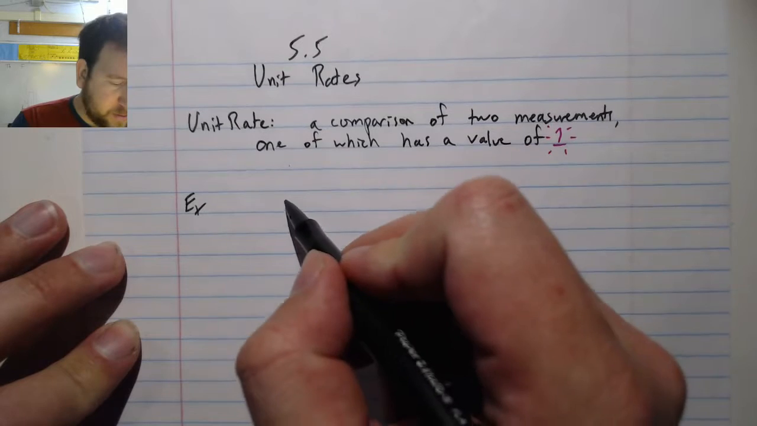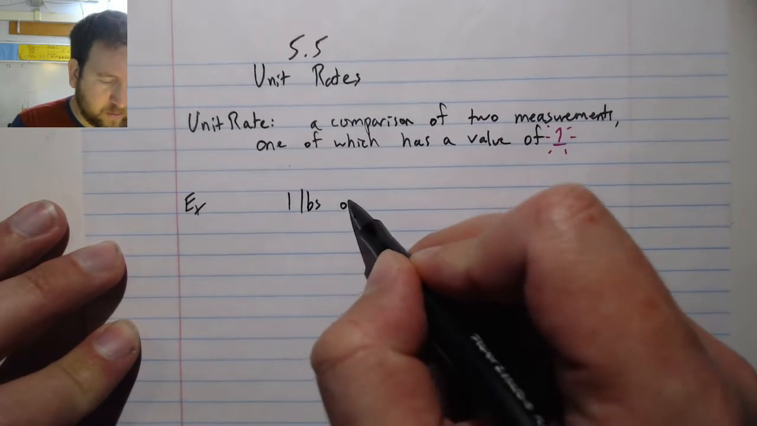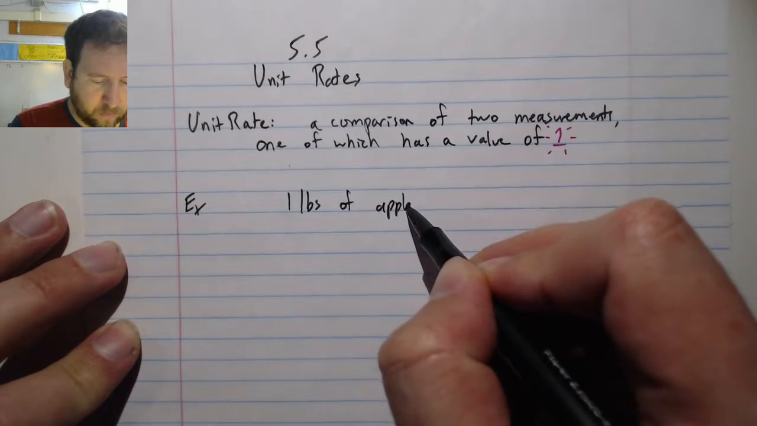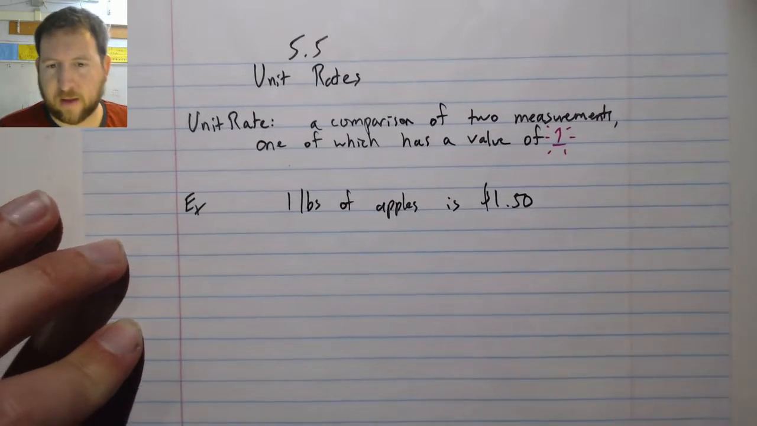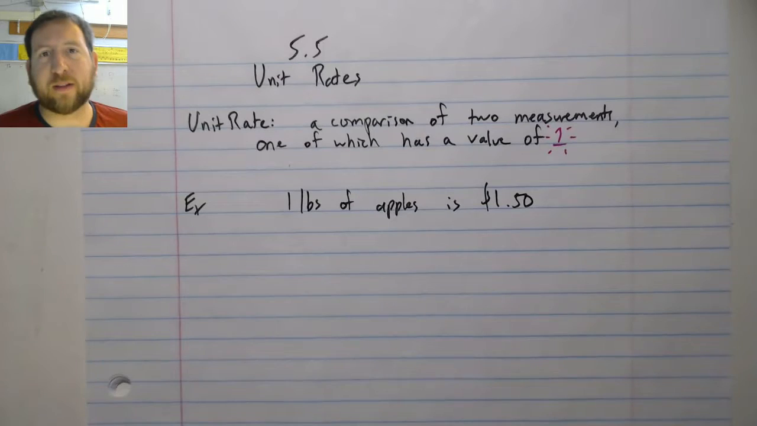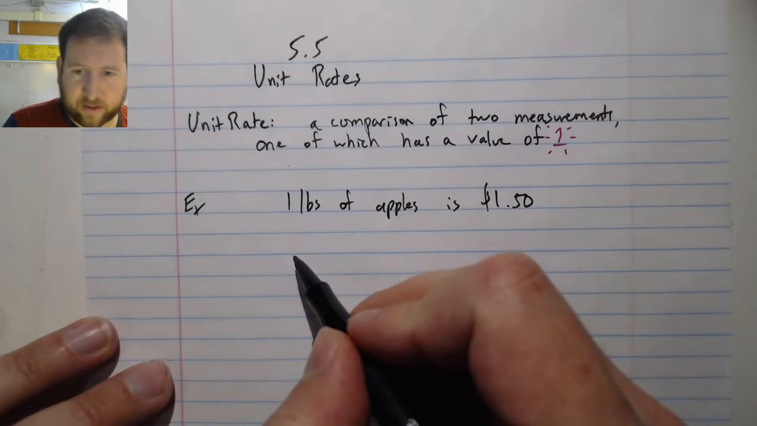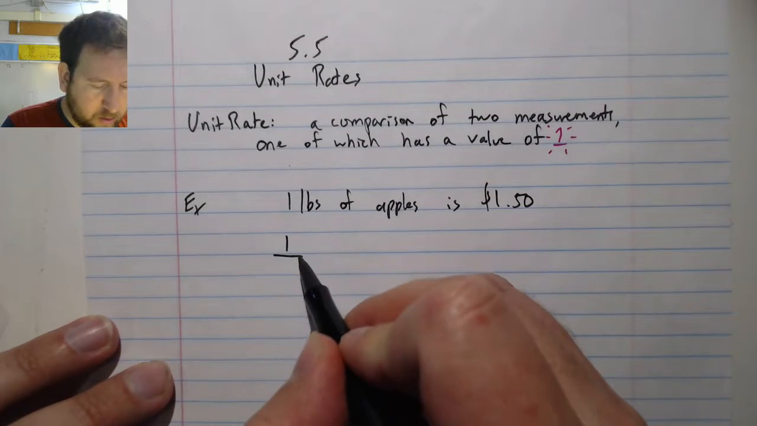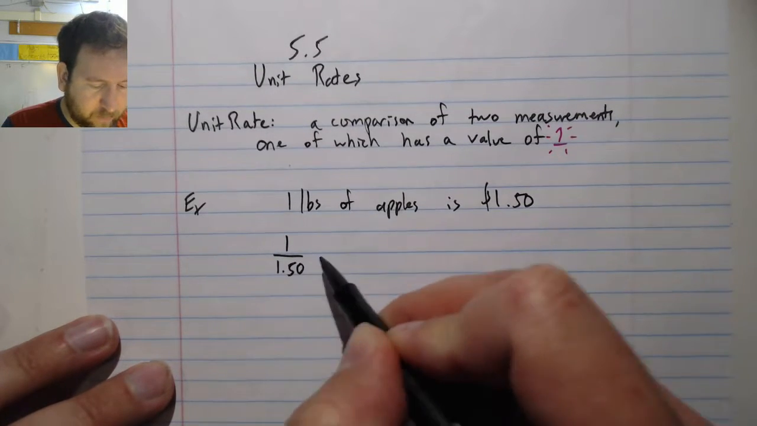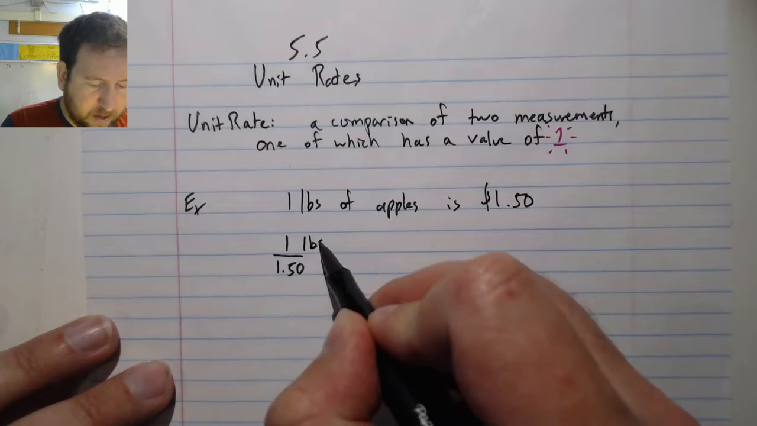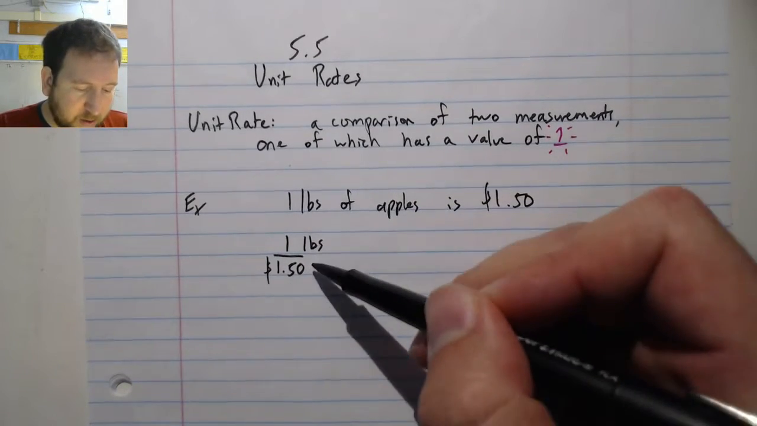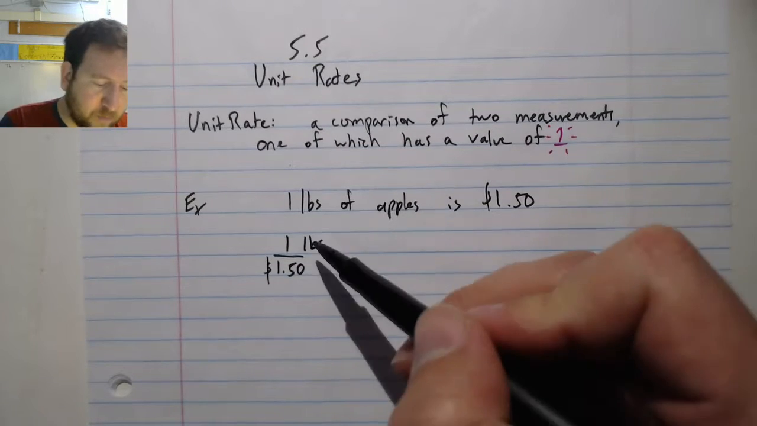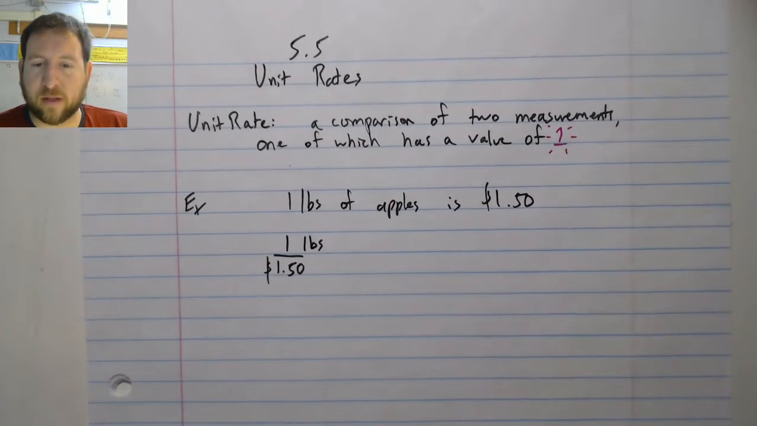1 pound of apples is $1.50. I could write this in an easier way, as a fraction. I could say 1 to 1.50, and I could write pounds and dollars. And I can see that one of my units here has a value of 1. My unit is for the pounds.